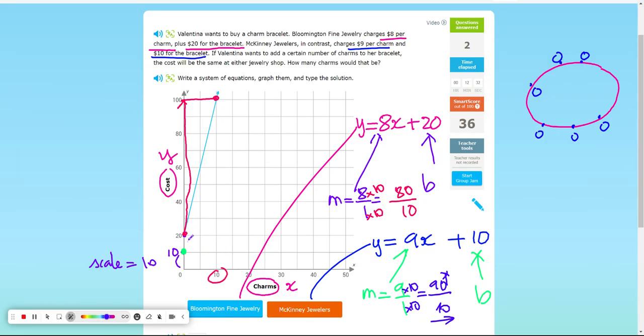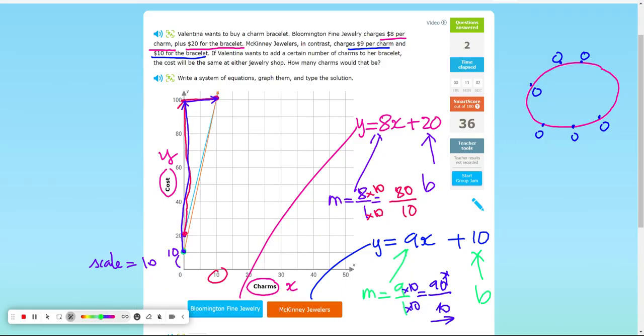So from 20 right here, you go up 90. So go up 90, all the way over here, right there. And then go to the right side 10. Here we go. So get my tool. I start with 10, go up 90, and then go to the right side 10. Here we go.